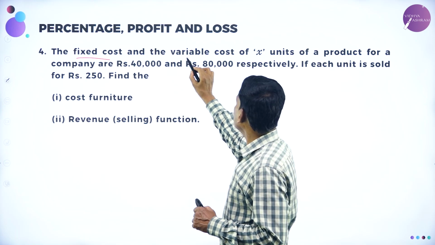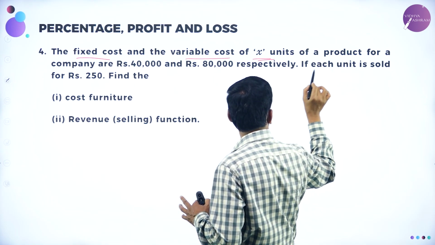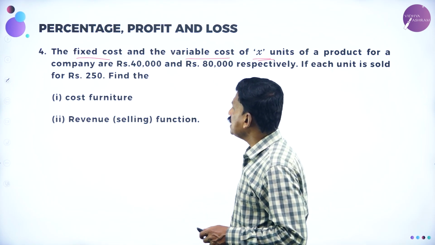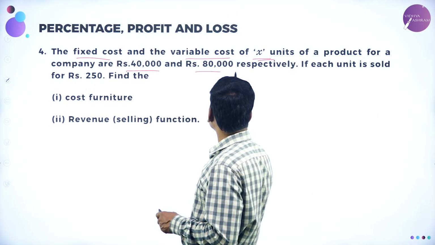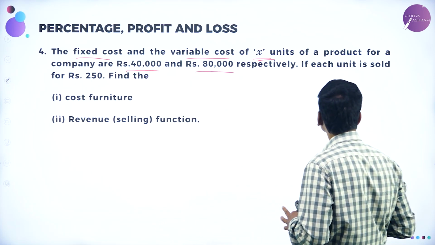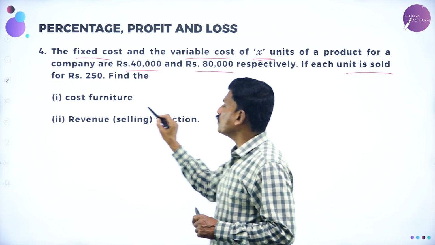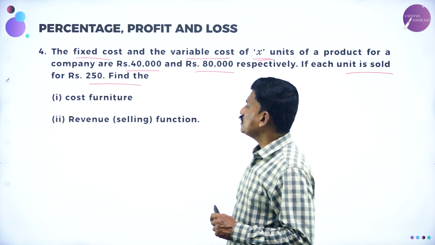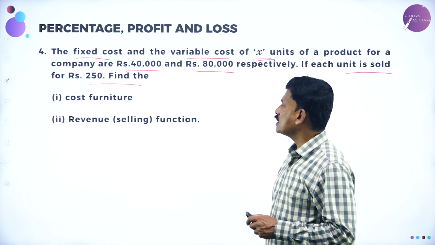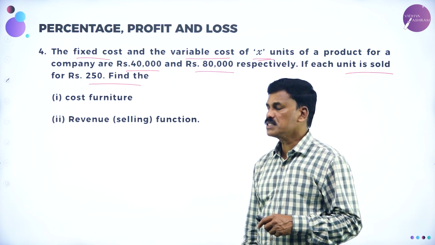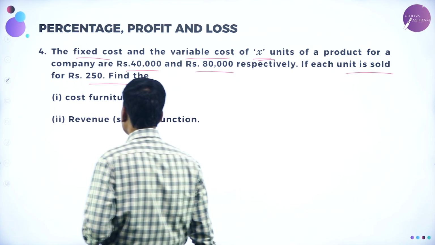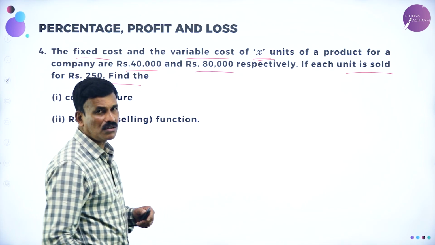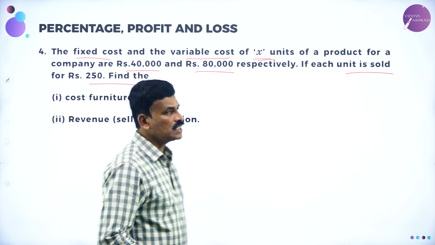The fixed cost and the variable cost of x units of a product of a company are rupees 40,000 and rupees 80,000 respectively. If each unit is sold for 250, find the cost function as well as the revenue function. So, what is the cost function C of x and the revenue function R of x? Okay. Now, what is given here?